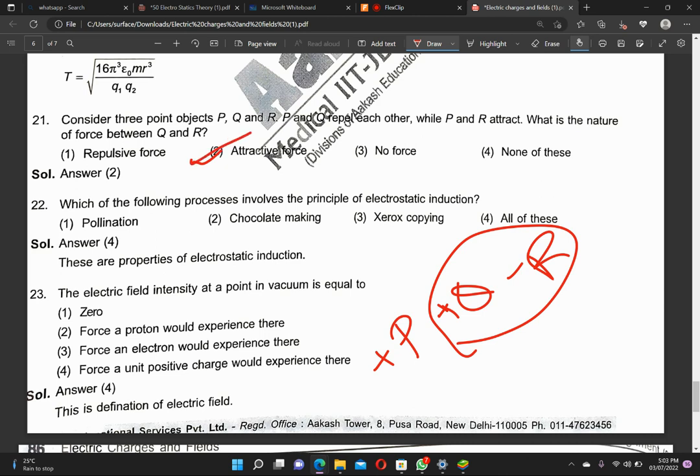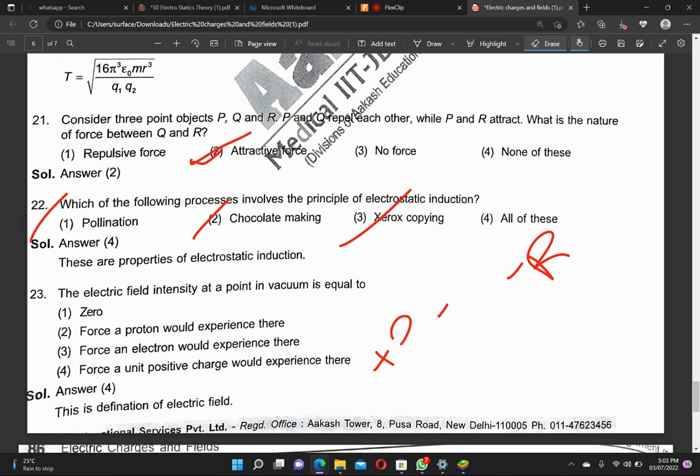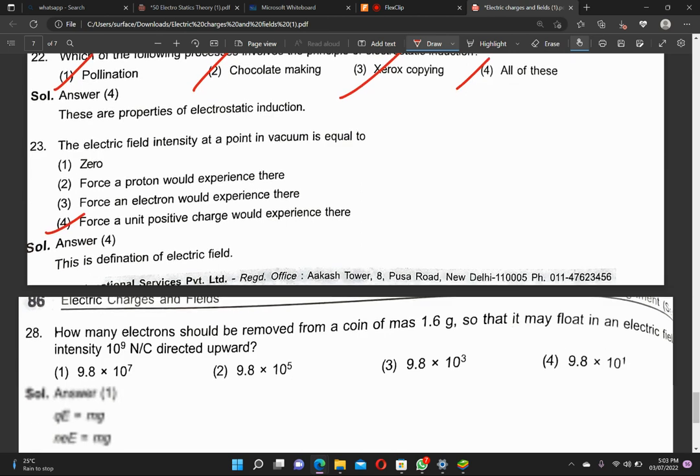Logical. Which of the following processes involves the principle of electrostatic induction? Pollination, chocolate making, Xerox copying, all of these. Option 4. Sorry, it's option 4. Yeah. Now, next question. The electric field intensity at a point in vacuum is equal to option 4. It's the definition of electric field: the force a unit positive charge would experience there.